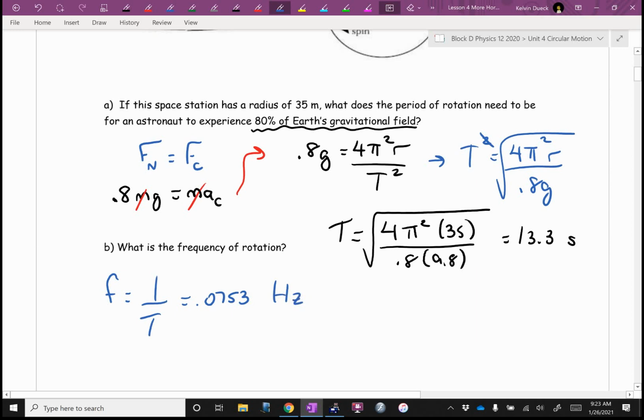If you know frequency, you know period. If you know period, you know frequency. On your quiz, I gave you one question where I gave you the frequency. I gave you the period. It's the reciprocal. 1 divided by that.